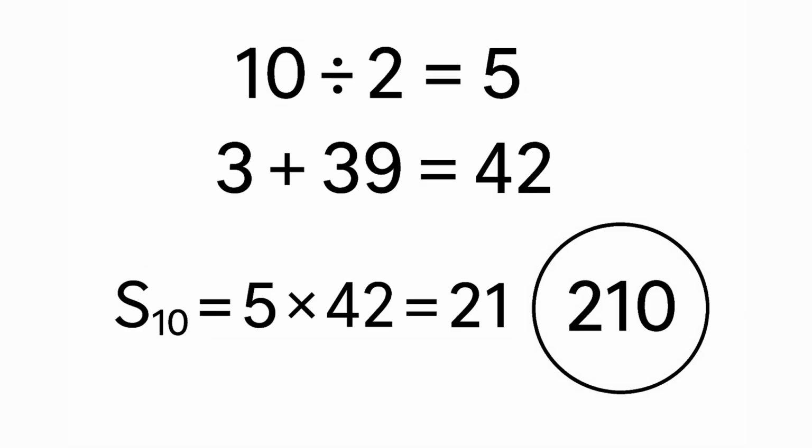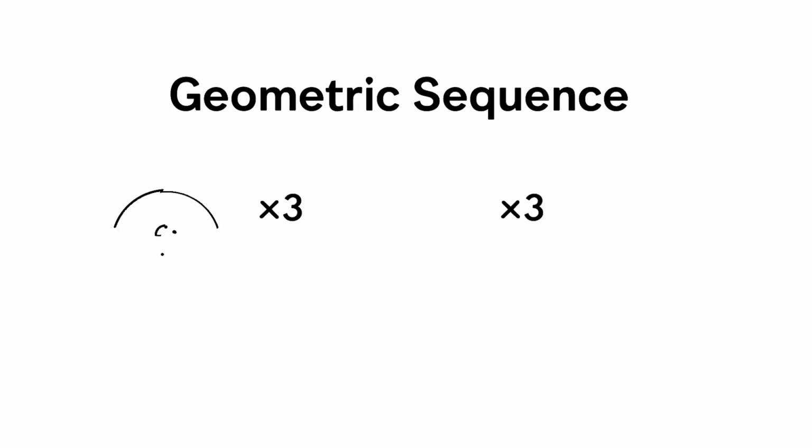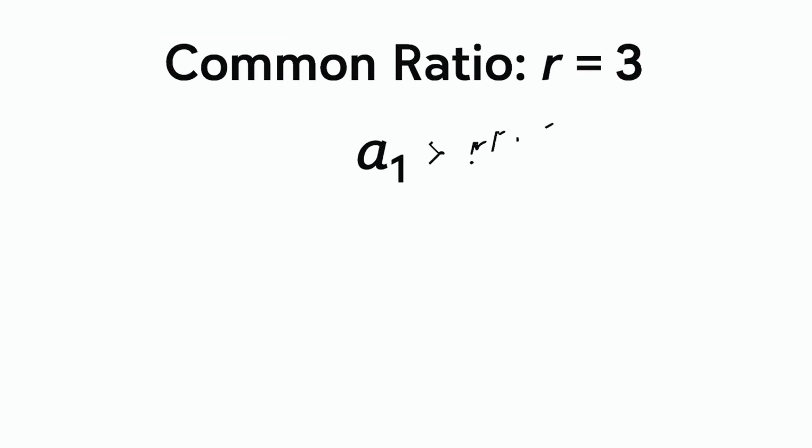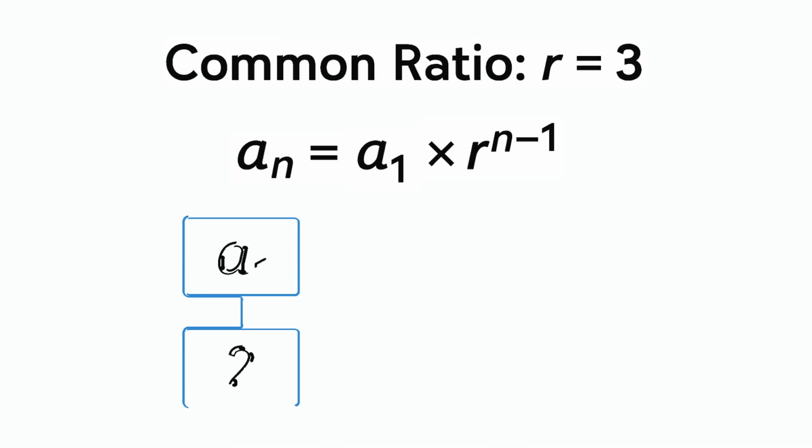Now let's look at geometric sequences. Here, instead of adding the same number each time, we multiply by the same number. For example, 2, 6, 18, 54, and so on. Each term is multiplied by 3. That number, 3, is called the common ratio, r.